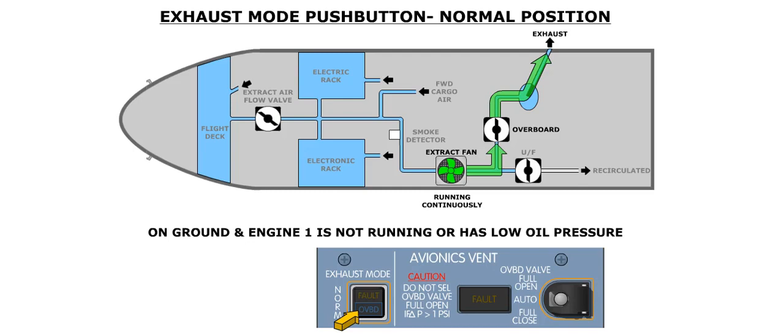This applies if the aircraft is on the ground, and engine 1 has low oil pressure, or is not running. In this situation, the extract fan will run continuously. The pressed-in position of the exhaust mode push button is a normal position for this push button.